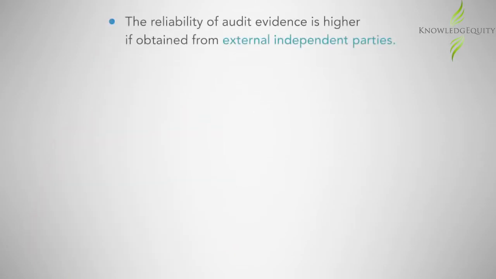Reliability, on the other hand, looks at where the evidence was obtained from, how it was obtained, and its nature. As an example, information obtained directly from external parties, such as solicitors and debtors, is more reliable than information obtained from management. This is because management may have incentives to misstate information. For example, they may overstate revenue to earn more bonuses. Generally, the reliability of audit evidence is higher if obtained from external independent parties.